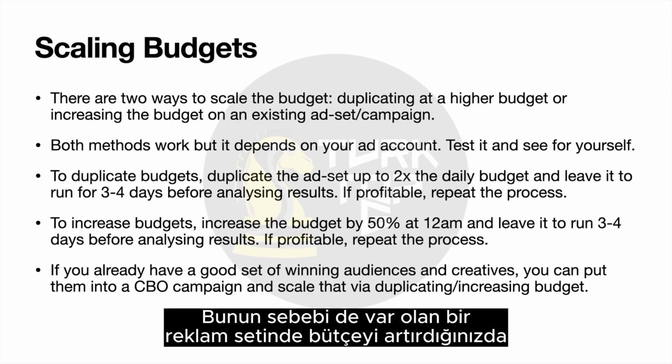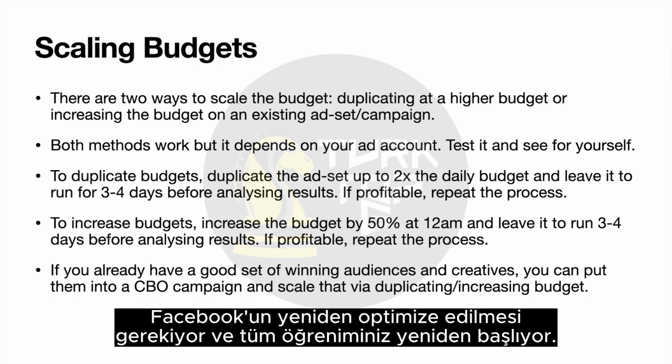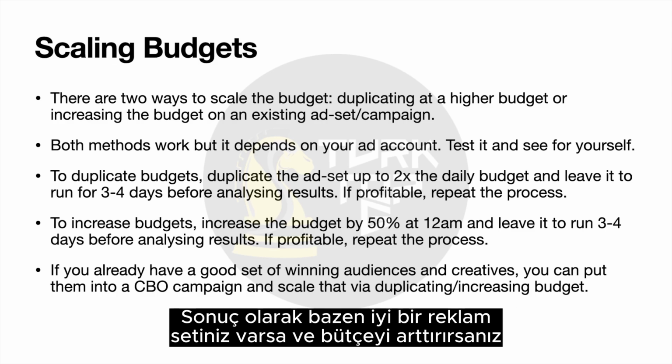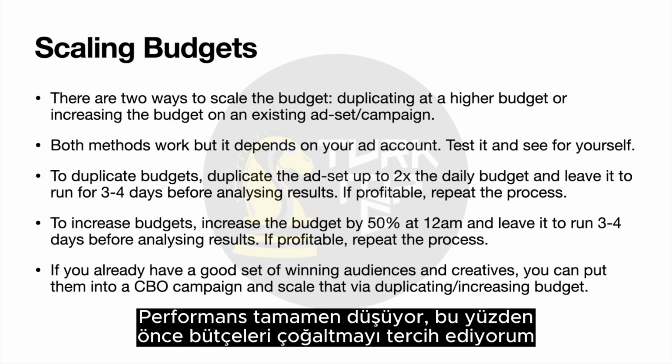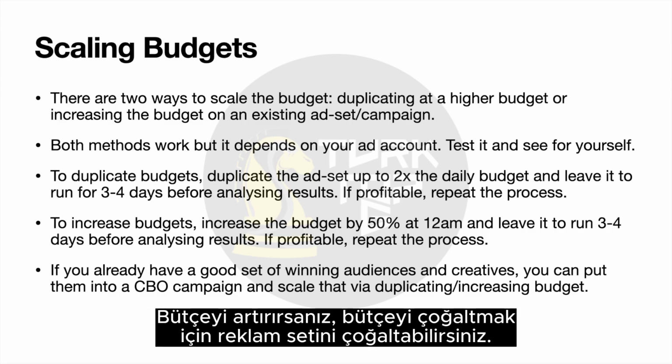And the reason for this is when you increase the budget on an existing ad set, Facebook has to re-optimize again and all your learning gets restarted. As a result, sometimes if you have a good ad set and you increase the budget, the performance fully declines. So I prefer to duplicate budgets first before increasing the budget.